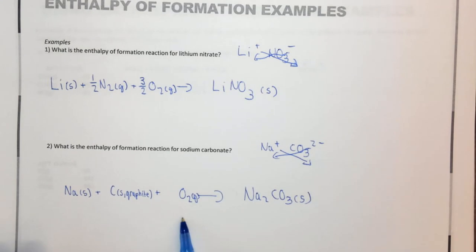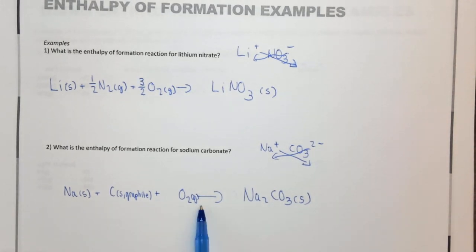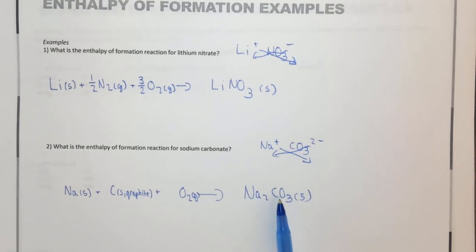Now, for enthalpy of formation reaction, a couple things to remember. Formation from the elements, we did that part. Now we need to remember that we need to form exactly 1 mole of the product. So how can we form exactly 1 mole of the product?